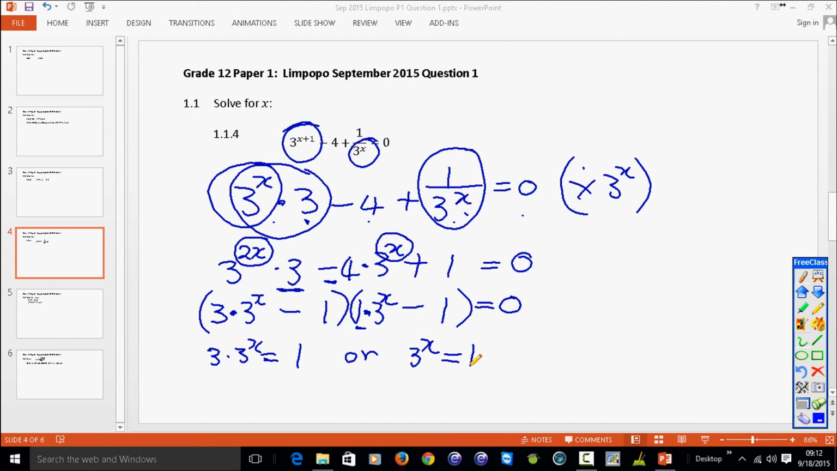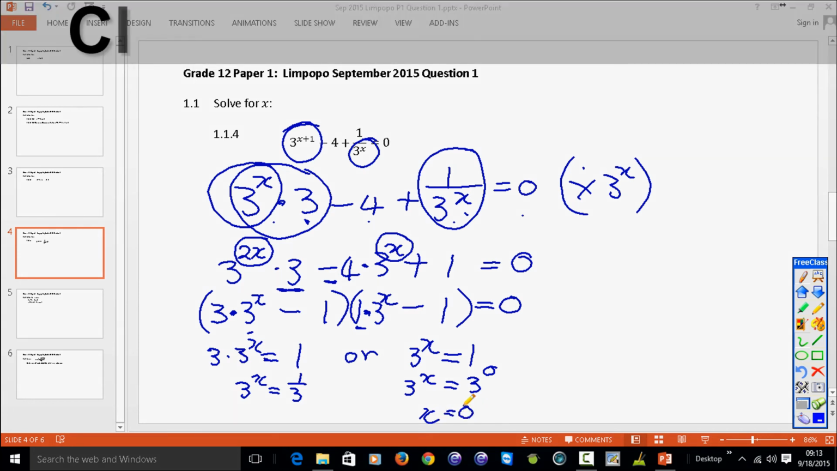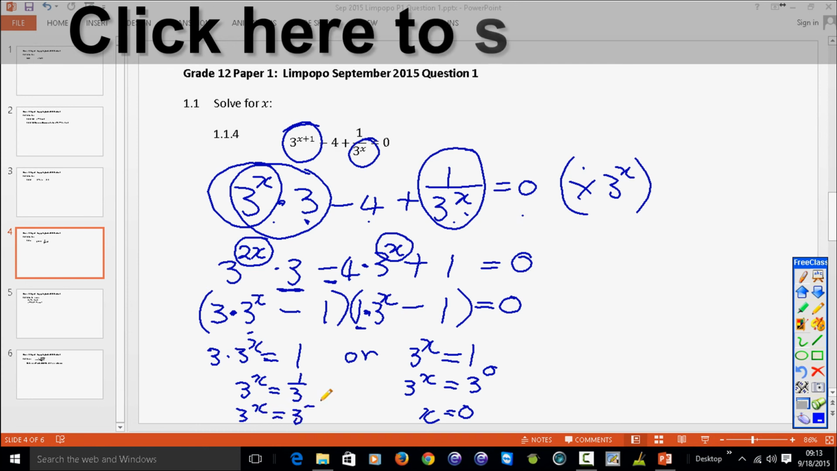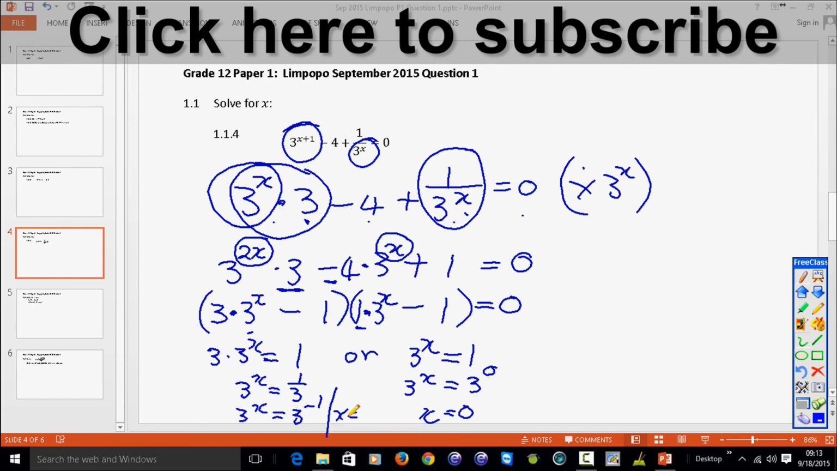Now if we want to solve an unknown exponent, we have to have one power on the left hand side and one power on the right hand side. So we isolate the power. This one is already isolated. Once it's isolated, you try to get the bases of the two powers the same. So 1 is 3 to the power 0. That makes x equal to 0. And in this case, 3 to the power x is equal to 3 to the power negative 1, which makes x equal to negative 1.